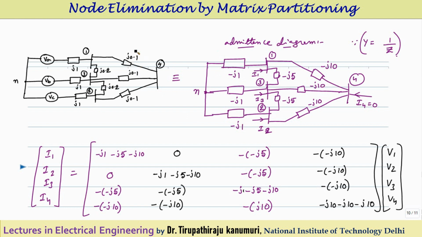Now coming to this one, 1 by J0.1. J comes to the numerator as minus J. 1 by 0.1 is 10. Similar is the case for this one. Similarly, between these two branches it is J0.2, 1 by J0.2. 1 by 0.2 is 5, and J comes to the numerator as minus J5. These are all the admittances.